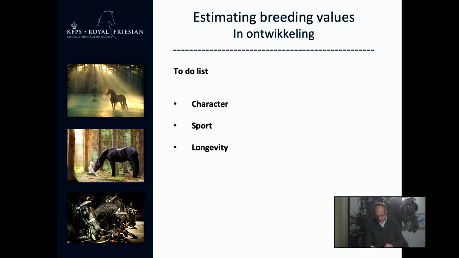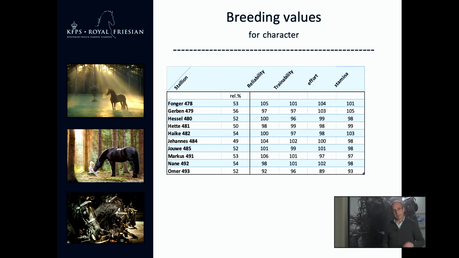So for longevity, we have some time to go, but for character and sport, we already have the first results. These are the breeding values for 4 character traits. And since 2013, we score our ABFP horses for 18 character-related traits, and it's quite a lot. But we also know that if we ask our members or our breeders, what do you think is important for character?